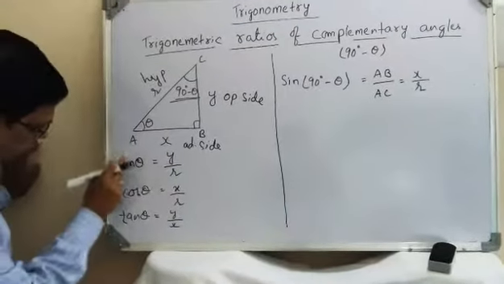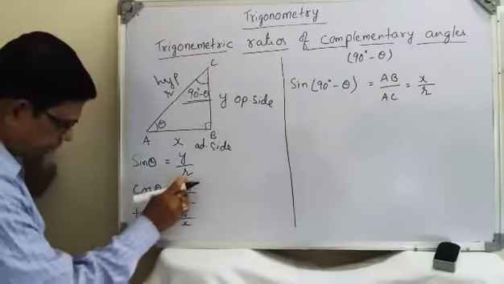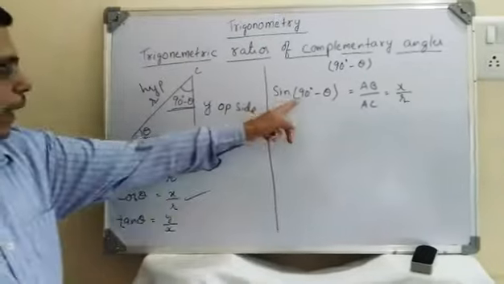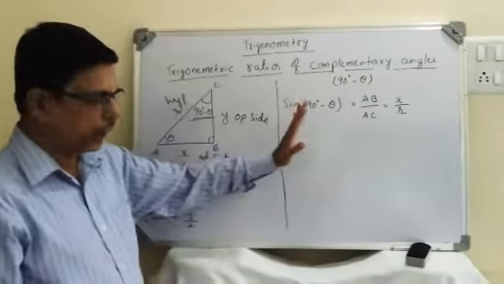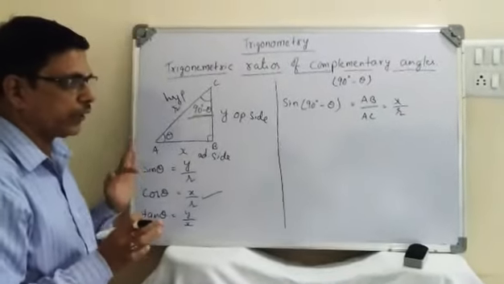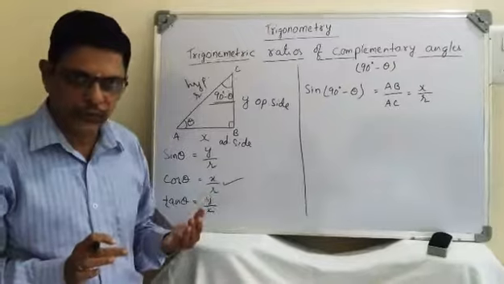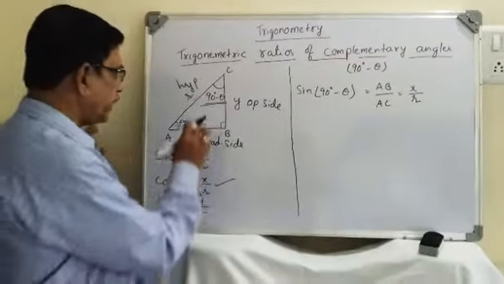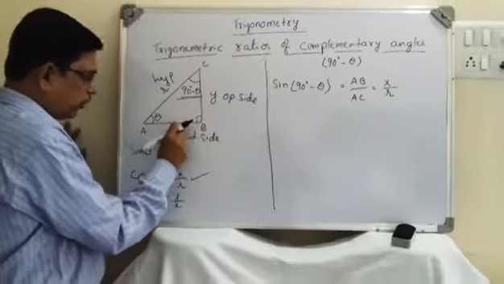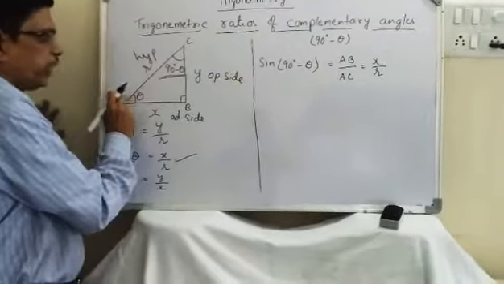Therefore if you observe this table carefully, x by r is equal to cos theta. Regarding sin 90 minus theta, need not get confused here. We are taking the same ratio, that is opposite side by hypotenuse only. But the one thing you have to remember is opposite side means opposite side to 90 minus theta. So the opposite side to 90 minus theta is AB and the hypotenuse is the same AC.